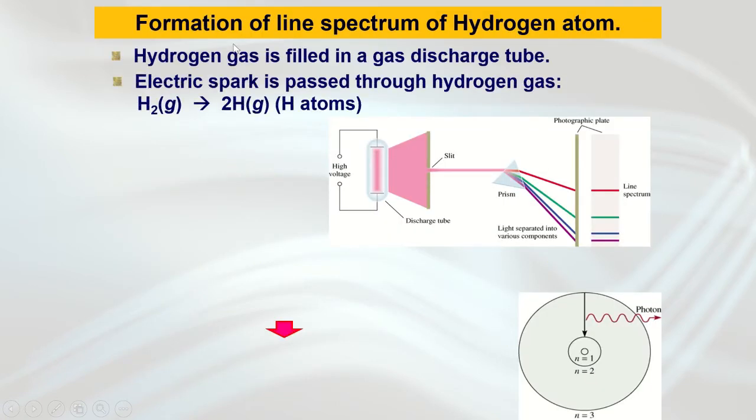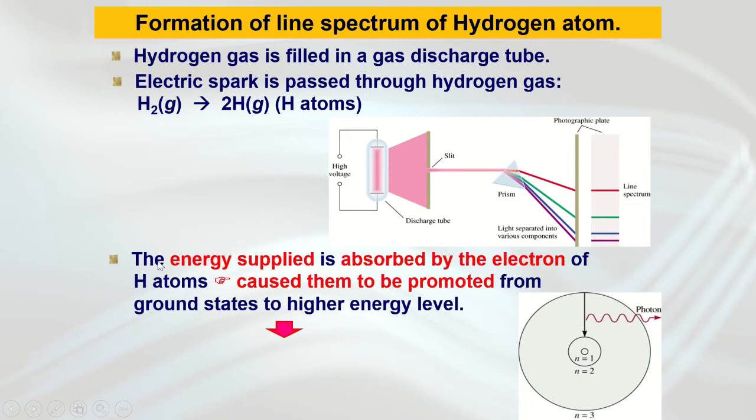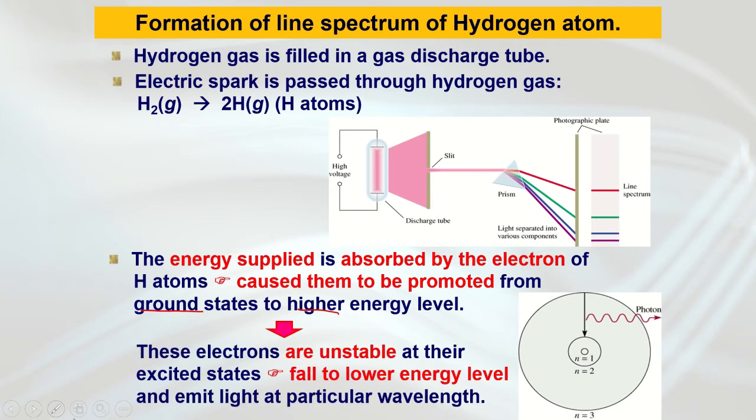So this is the formation of the line spectrum of hydrogen atoms. Hydrogen gas is filled in a gas discharge tube, right? Then an electric spark is passed through the hydrogen gas. This is the reaction that occurs: 1 mole of hydrogen molecules dissociates into 2 moles of hydrogen atoms. The energy supplied is absorbed by the electrons of hydrogen atoms, causing them to be promoted from the ground state to a higher energy level. Next, these electrons are unstable at their excited state. Then they fall to a lower energy level and emit light at a particular wavelength.